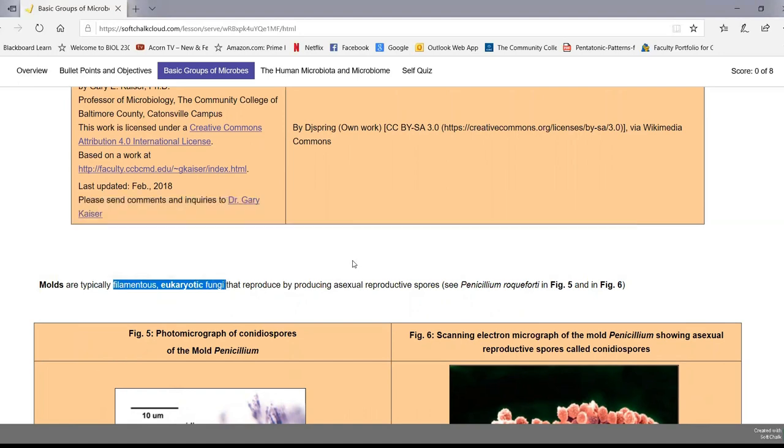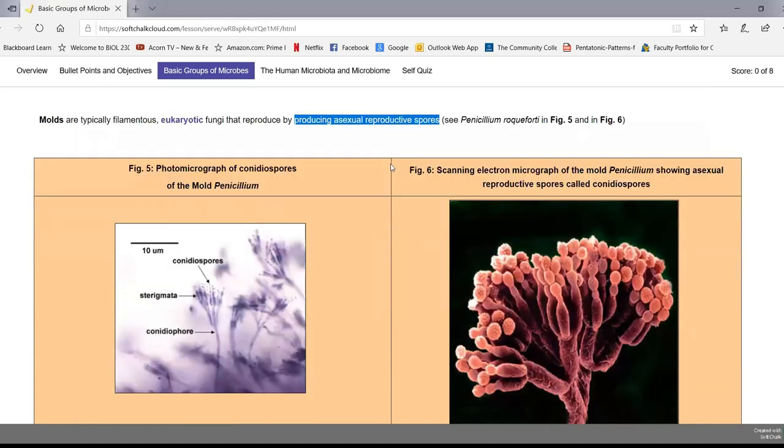And all fungi, of course, are composed of eukaryotic cells. So they produce long thread-like structures or filaments, and they reproduce by producing very large quantities of asexual reproductive spores. And one of our labs will deal with molds. For example, this is the Penicillium mold. And here we see how it looks under a conventional light microscope. And we can see the spores, in this case called conidia spores, that it produces for reproduction. And then here's the same mold under a scanning electron microscope, magnified a great deal more, where you can see the asexual reproductive spores that are being produced by the mold.